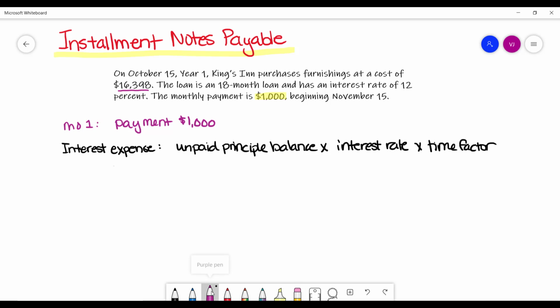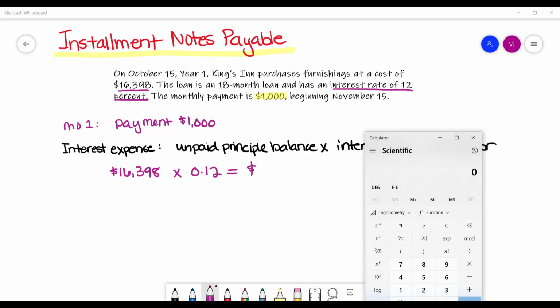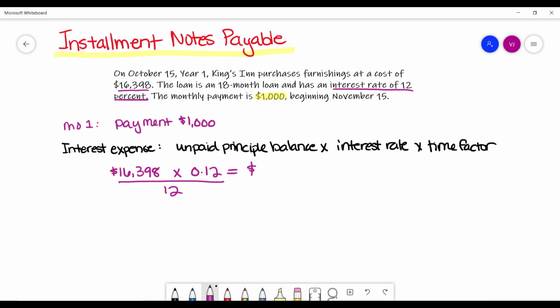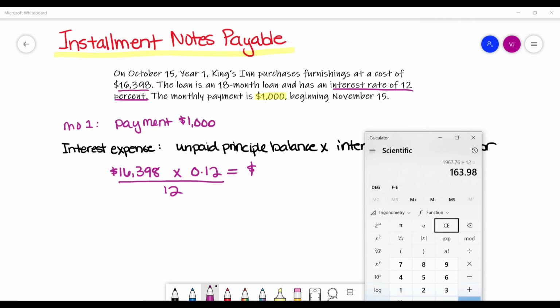Now, going into the first month, how much of the note is still unpaid? Well, that's the $16,398. So that's the portion still unpaid, and we're going to multiply it by the interest rate of 12%. So we'll do 16,398 times 12%. And we're going to divide that, because that's for a whole year, by 12. So I'll plug that in here. We're going to divide that by 12, and that is $163.98.